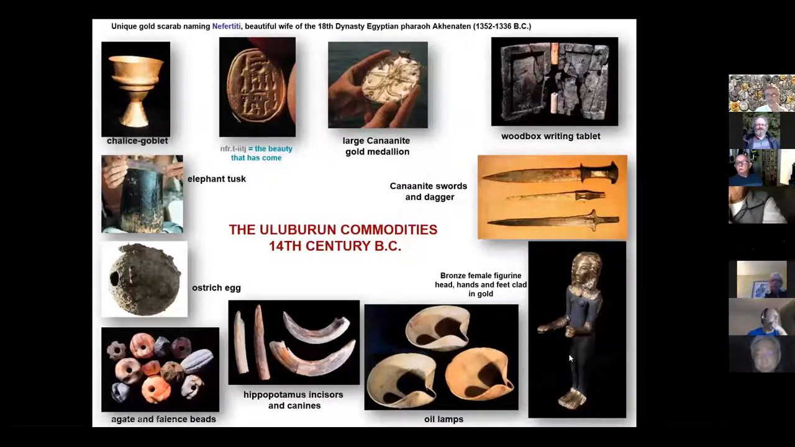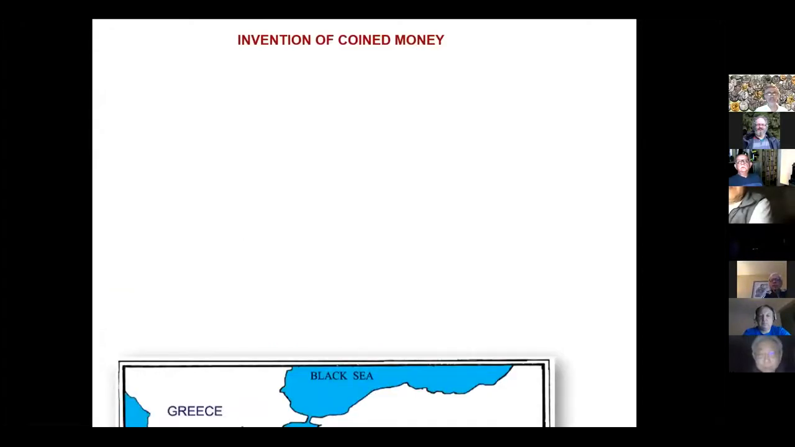This bronze female figurine, head and hands and feet clad in gold, is certainly a special item. It depicts the worship of a certain mother goddess. And of course, the most important item here for me is the seal of Nefertiti. The beauty that has come is inscribed on the seal. It's also a gold scarab from the Akhenaten time. So these are some of the items excavated in that shipwreck.